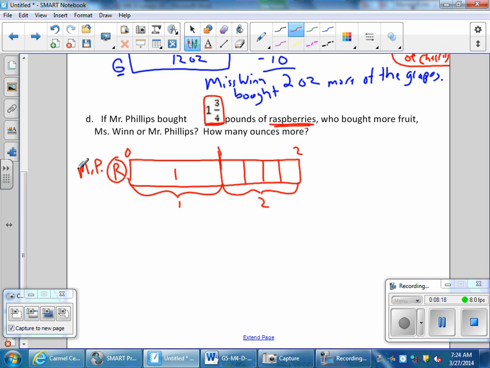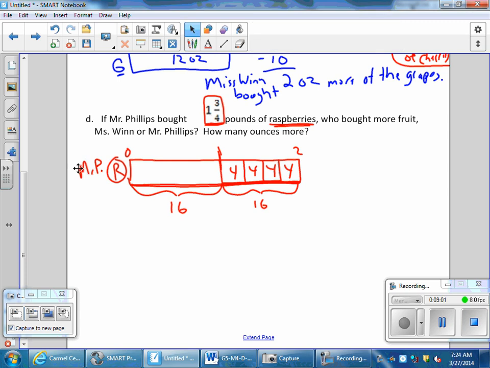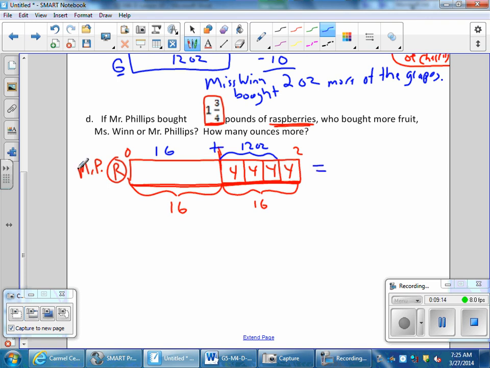Okay. Now I know that he bought 1 3/4. I also know that there are 16 ounces. So I'm changing a few things. There are 16 ounces in each pound. So I know that he has this full pound and then 3/4 of another. If the denominator is 4, I broke it into 4 equal units. Each of the 4 equal units would have 4 pieces of 4 in each unit. 3/4 would be 12 ounces. 16 plus 12 means that Mr. Phillips has 28 ounces of raspberries.